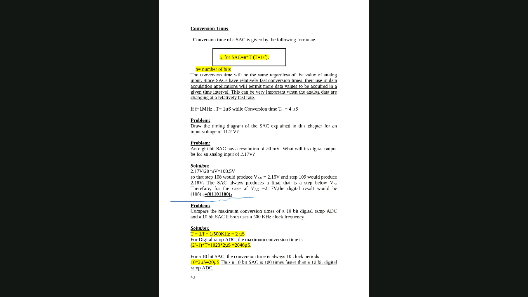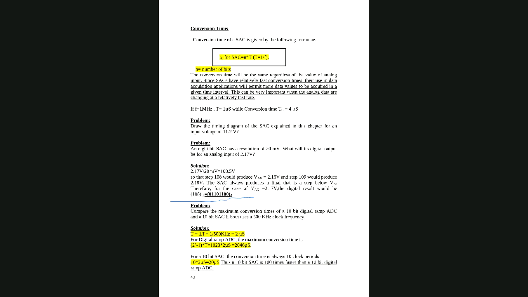If it is digital RAM, I will go to the higher value. Clear? I will keep 109. So since it's SAC, we keep 108. If it is digital RAM, I will keep 109. Okay, everyone clear?